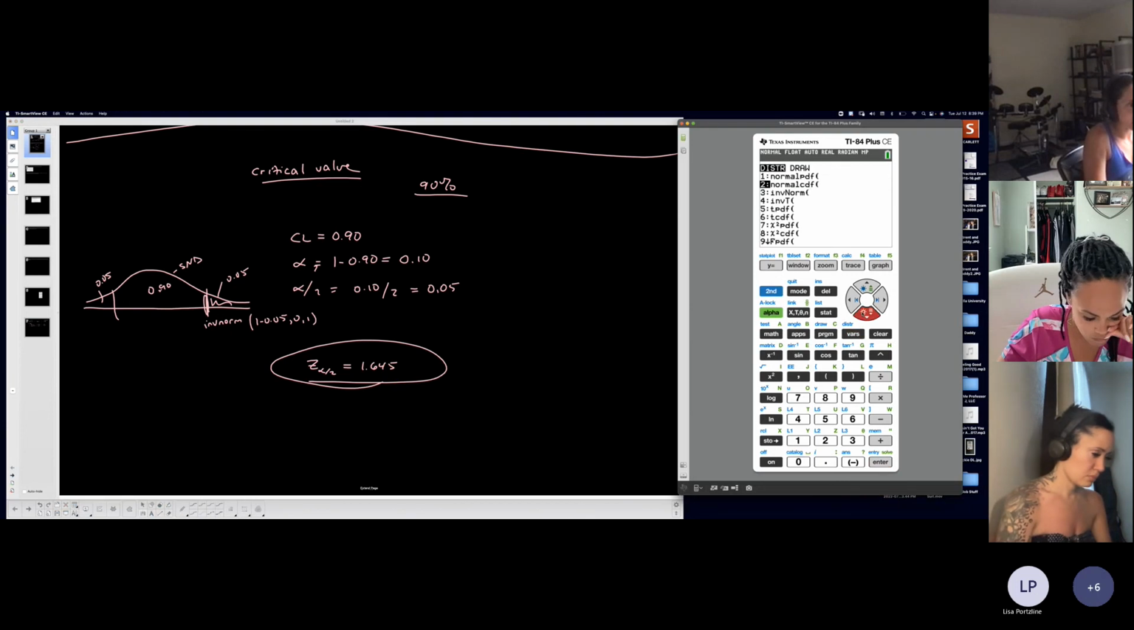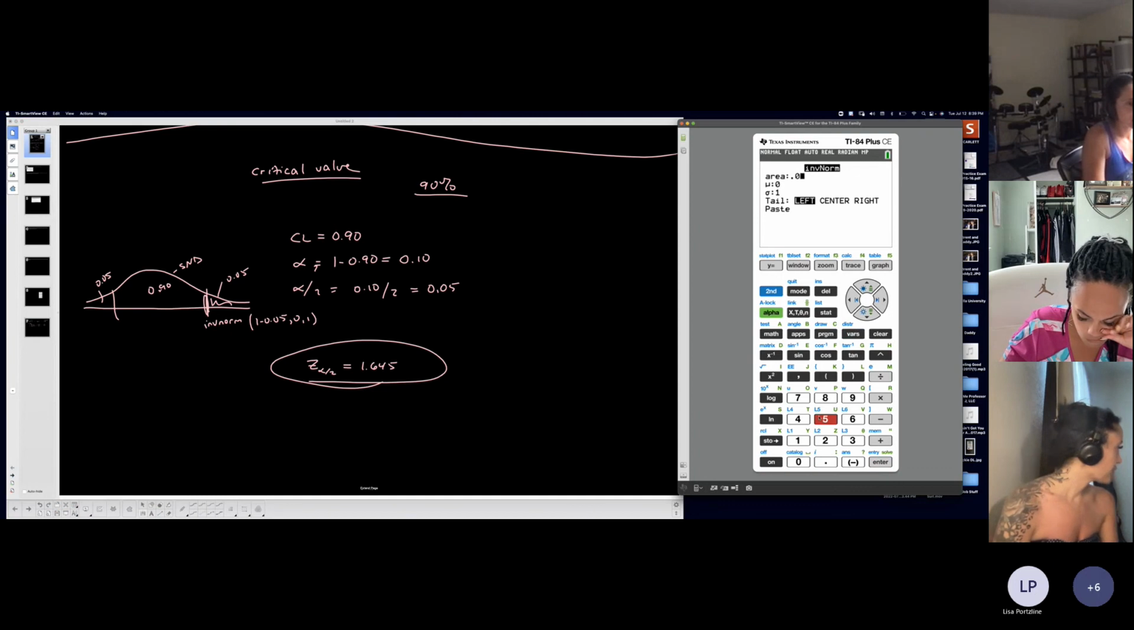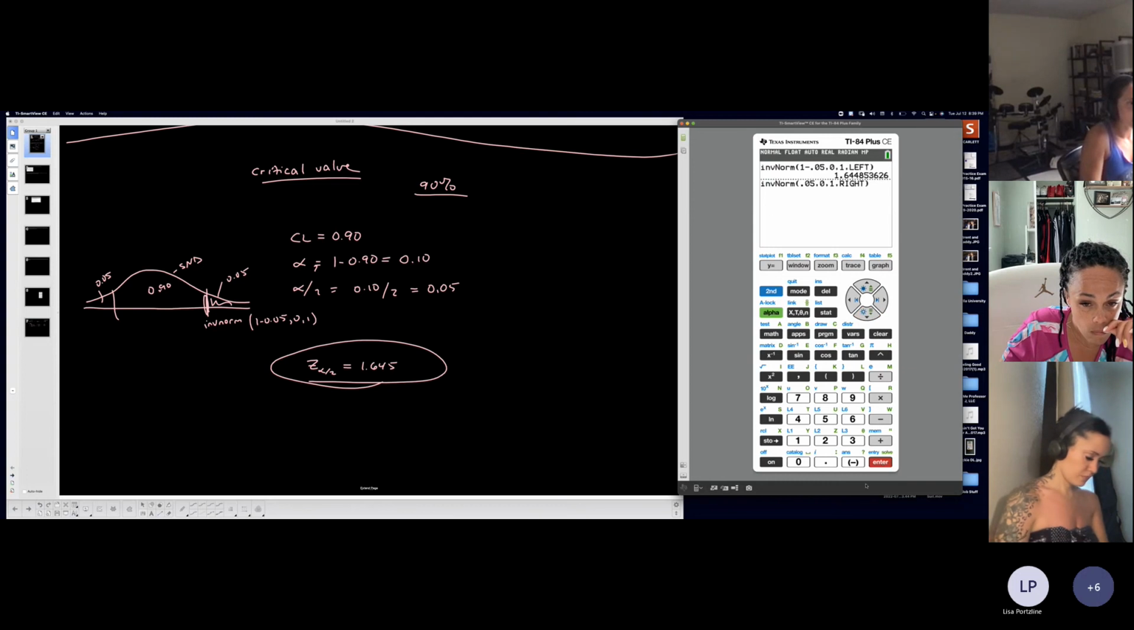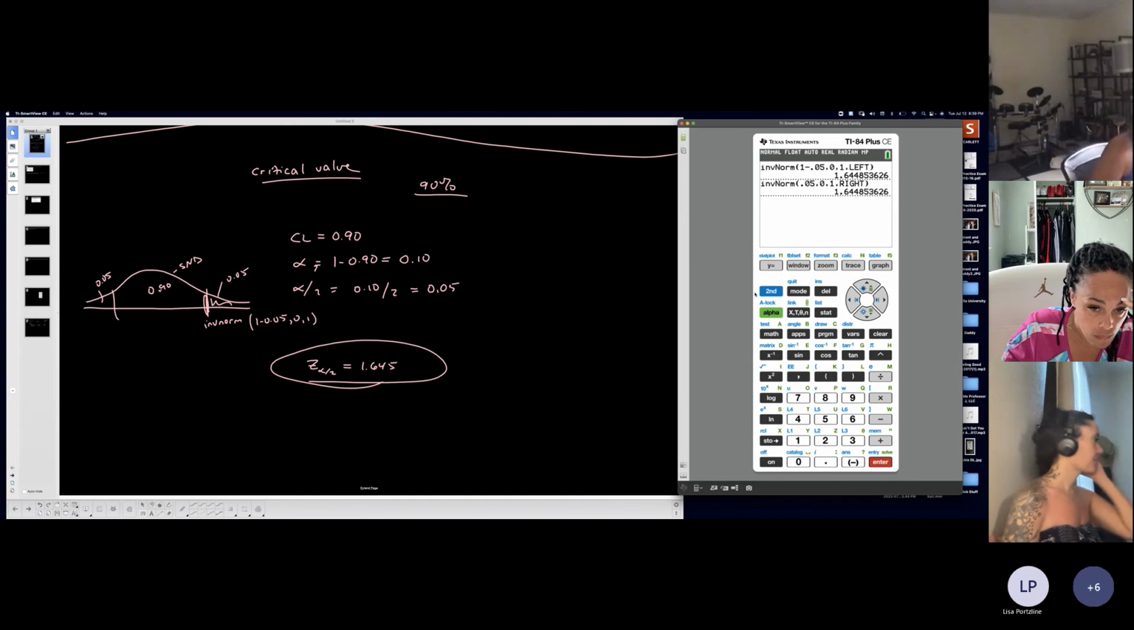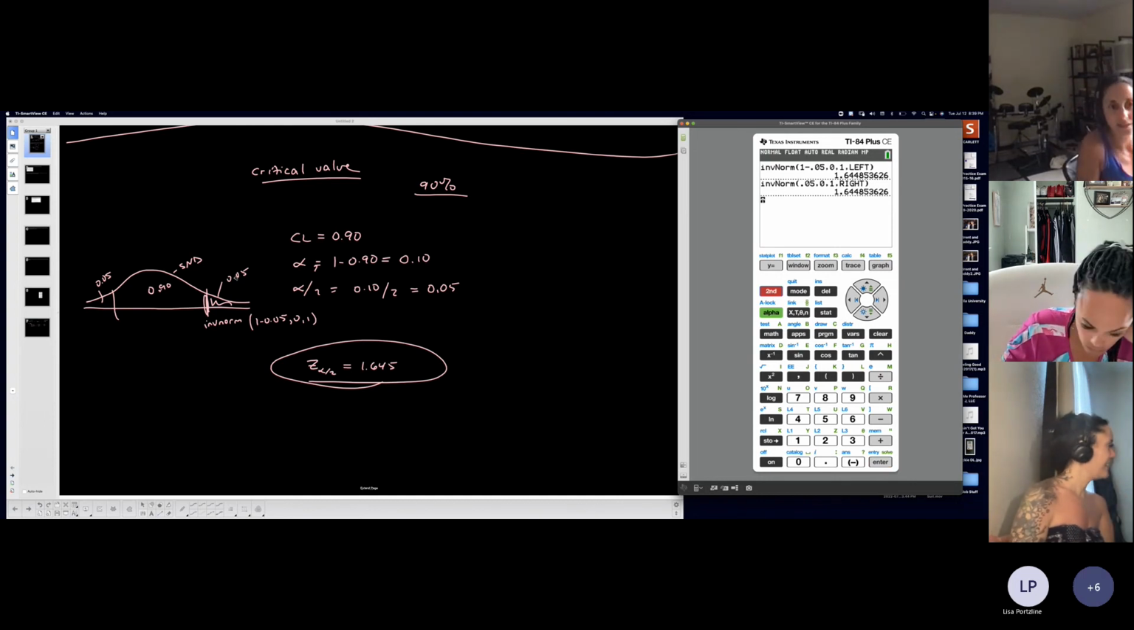If you guys have the option where you could tell it where the area is, you just tell it the area 0.05 and you say area is in the right, and then you go paste and you get the same thing. It doesn't matter, right? But if you don't have that option, then automatically it's the area to the left, okay? So wait, let me pause or stop that recording again, because that was all I wanted to do with that one with critical values.